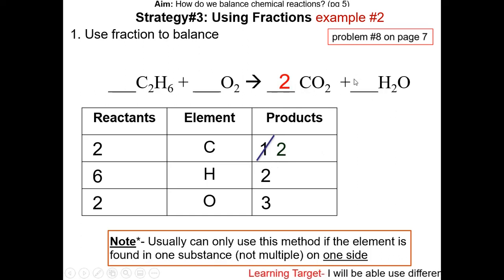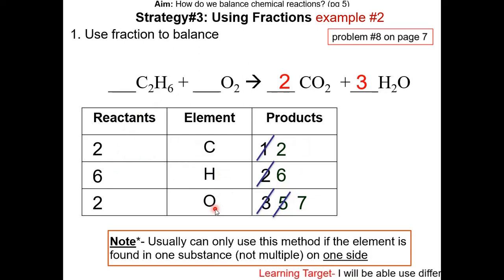So how many oxygens do we have? We have 2 times 2 is 4, plus 1 is 5. Next, we want to balance the hydrogens. So notice we have 6 on the reactants, but 3 on the products. So we multiply the H2O by 3. 3 times 2 is 6. So now we have 6 hydrogens, but we got to double check the oxygens because we changed that as well. So 2 times 2 is 4, plus 3 is 7. Notice that the carbon and hydrogen on both sides are equal, but the oxygen is not.